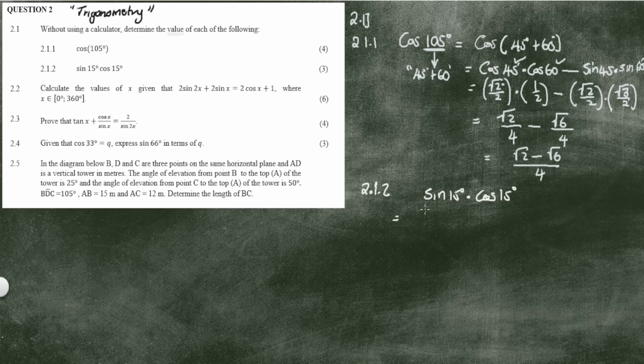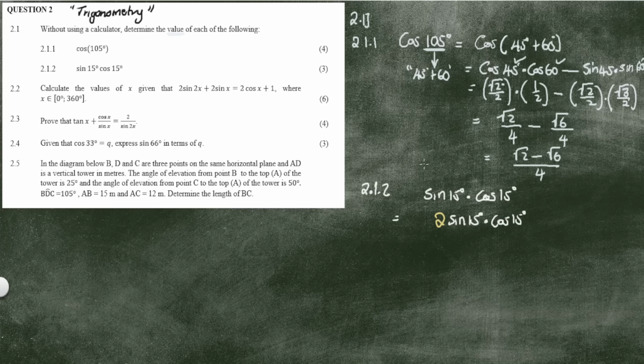Is that the right way of putting it? Let me think for a moment. I can put the 2. Let me just say I can put 2 here. Now filling in the 2: sine 15 degrees multiplied by cos 15 degrees.